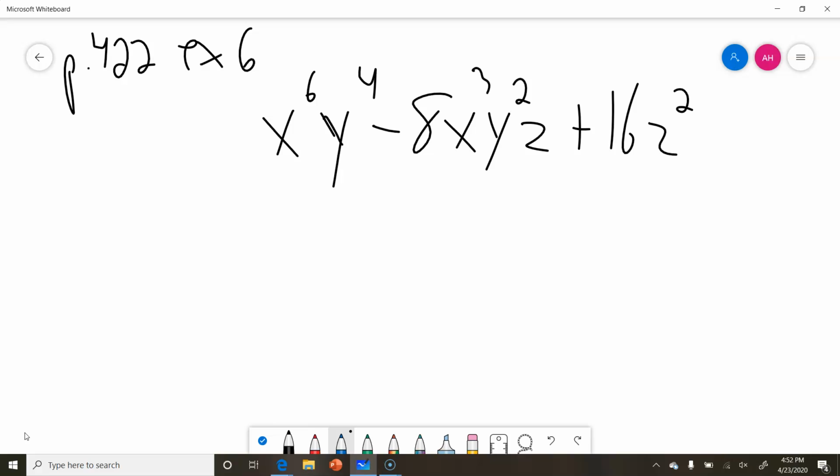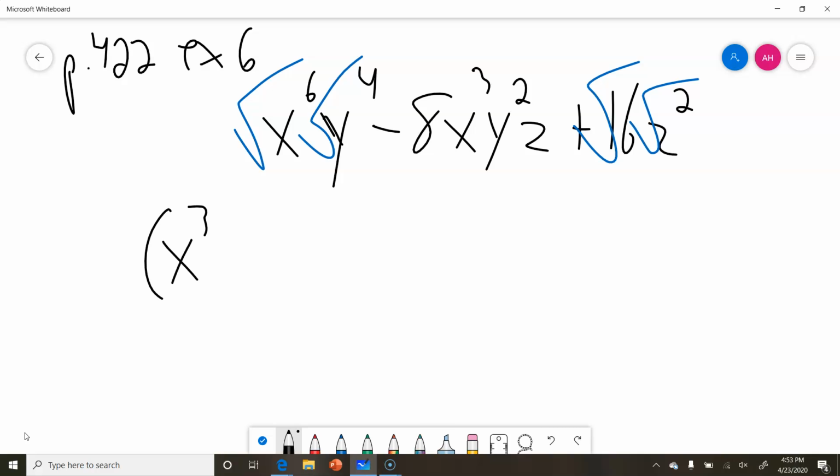Even though it looks way harder, I just do the same thing. I take the square root of that, square root of that, square root of 16, square root of z. So I come down here and I write x cubed. Okay, I had x to the 6th, and I took the square root of x to the 6th, and that is x to the 3rd, because I just divide by 2. So when you are doing variables, you're going to divide those by 2.